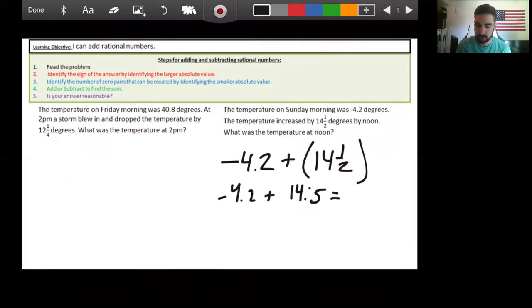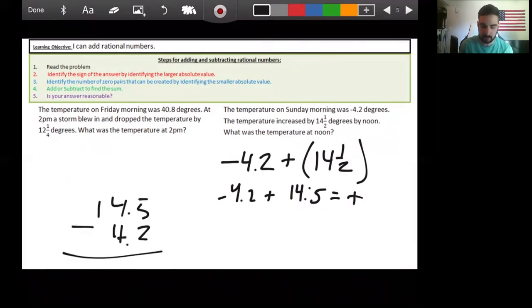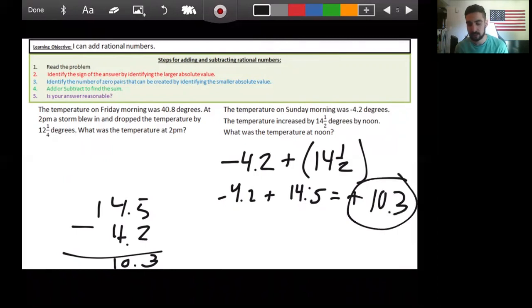Looking at these numbers, 14.5 is bigger than 4.2, so our answer will be positive. I'm going to take the 14.5, subtract the 4.2, making sure I'm lining up my decimals. This now becomes 10.3, meaning the temperature was 10.3 degrees at noon.